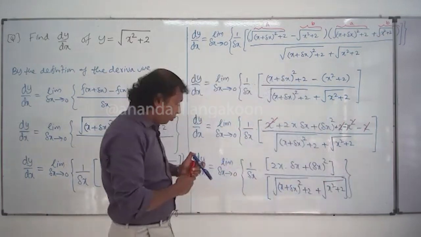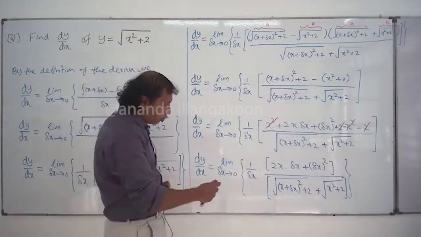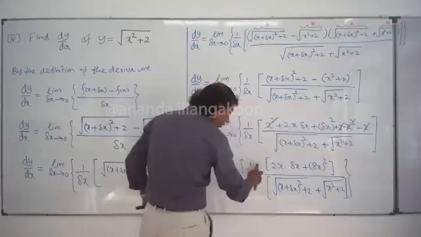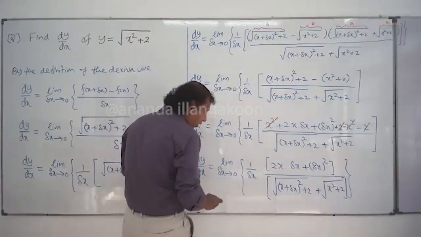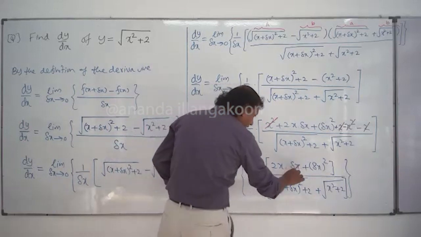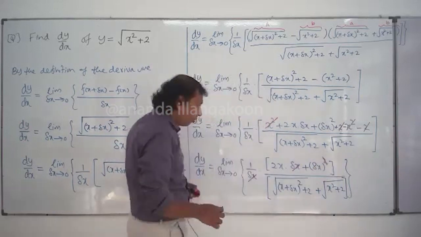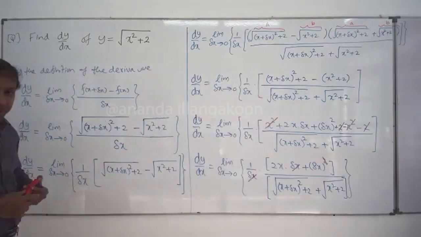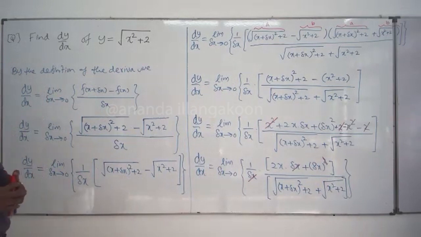Now what can you do here, people? From this numerator, delta x is common. Take the delta x out. That you can cancel down with this. Then this delta x will cancel with this delta x, and one delta x will be remaining there. Now this is the time to put what? Delta x tends to 0.